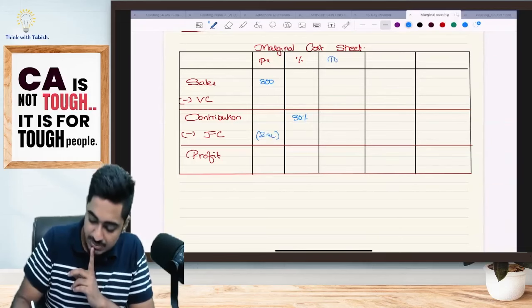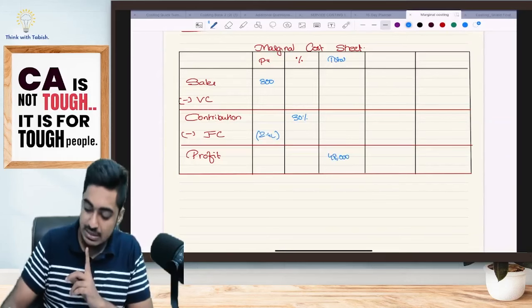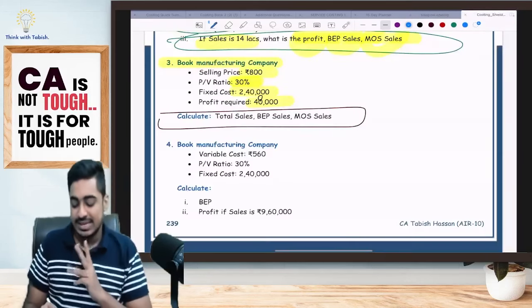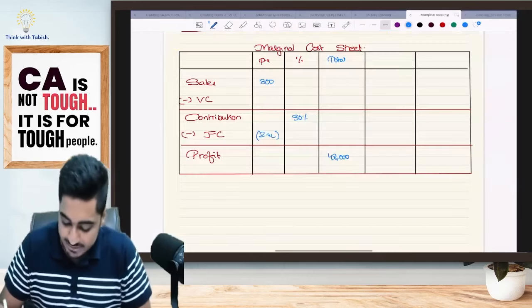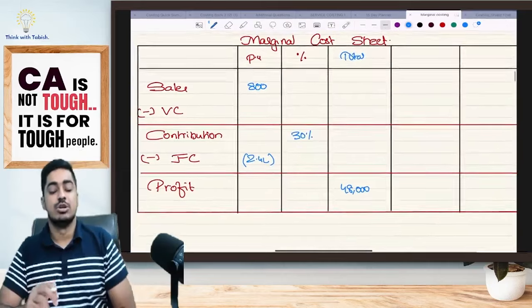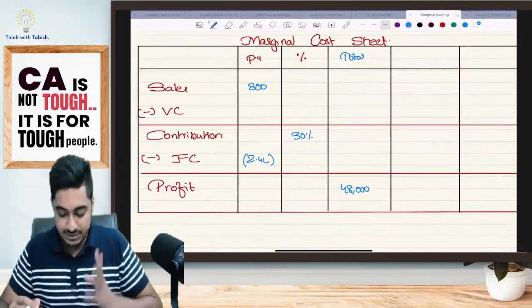Yes. On a total basis, how much total profit do I want? 48,000. Yes or no? This is what my question was telling. Calculate total sales, BEP, MOS, everything in the world we will do, provided we have our information. So pay attention. How are we going to go about it? Pay attention, students. First step.